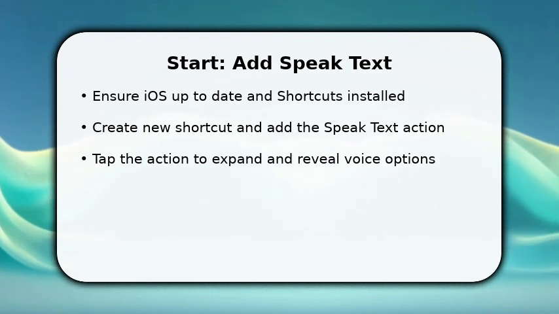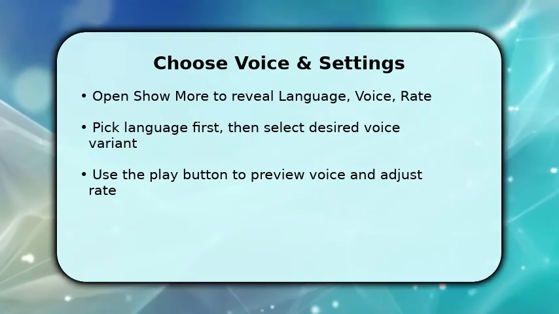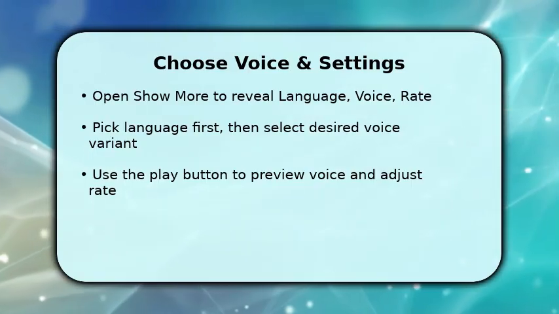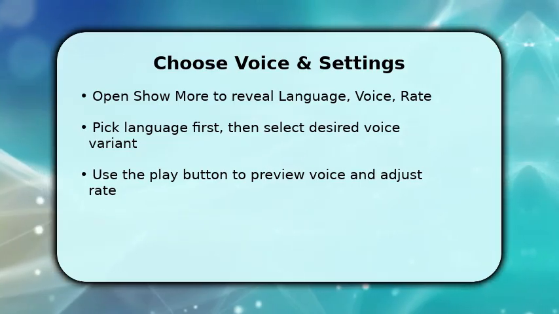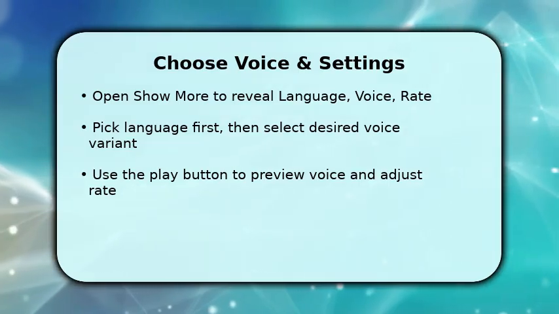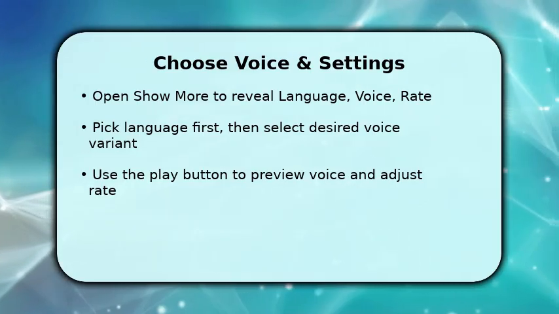Once the Speak Text action is expanded, open Show More to reveal language, voice, and speaking rate. Select the language that matches your content, then pick the specific voice variant listed for that language. Use the small play/preview button to listen, and make adjustments to rate until it sounds natural.